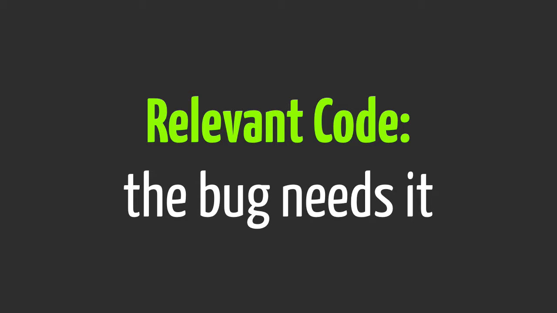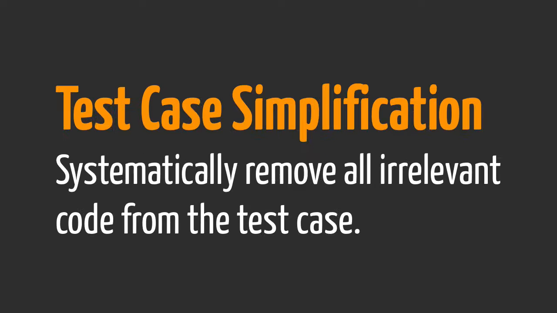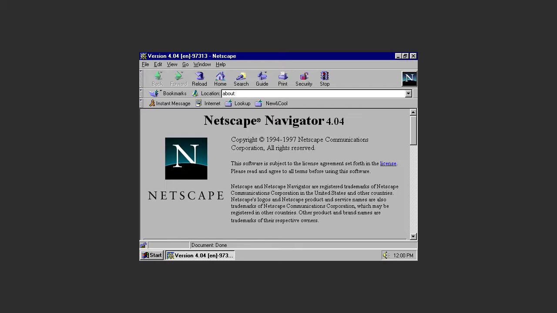Now, that doesn't necessarily mean you've fixed the problem, because removing some piece of code could create yet another bug entirely. But within the context of the bug in question, if removing a piece of code makes the bug's behavior go away, then that code is relevant. Conversely, if you remove a piece of code and the behavior of the bug remains the same, then that code is irrelevant. Given that, test case simplification is the process of systematically removing irrelevant code until all that is left is code that's relevant.